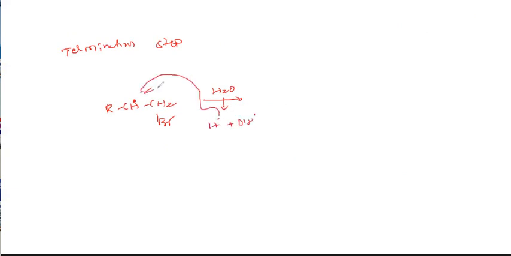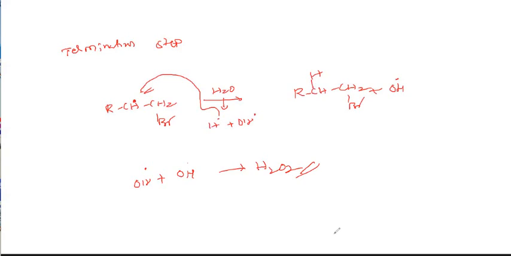Then the other one is the termination step. Here RCH•-CH2Br again reacts with HBr. The H2O came from the first step, then the H radical and OH radical. The radical attacks here and gives RCH2-CH2Br plus an OH radical, which again turns to H2O. Again, this is the anti-Markovnikov rule.